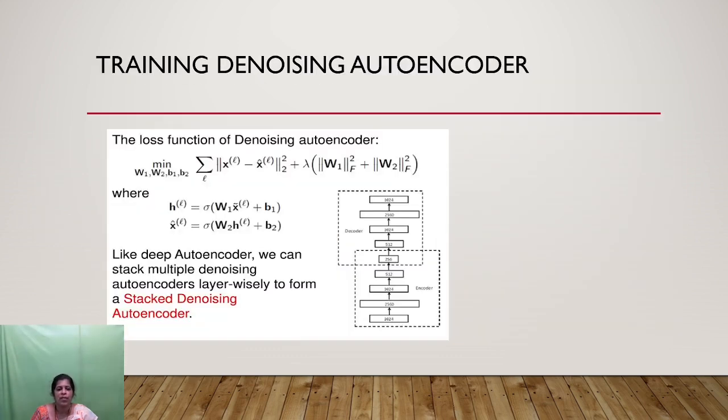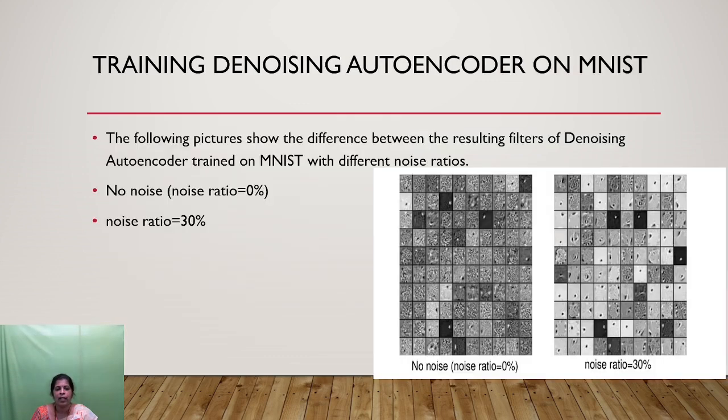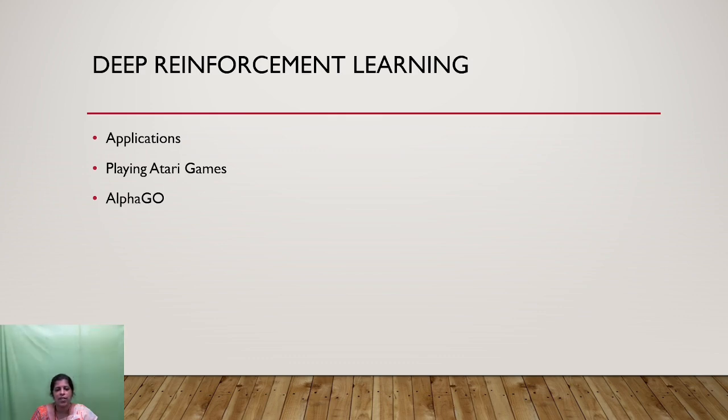The loss function is being given. Like the deep autoencoder, here we can also stack multiple denoising autoencoders to form a stacked denoising autoencoder. This is with no noise, that is 0%, and this one has a noise ratio of 13%, for different noise ratios. The applications are Atari and AlphaGo.